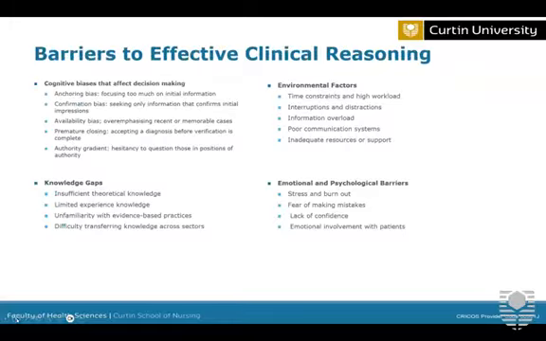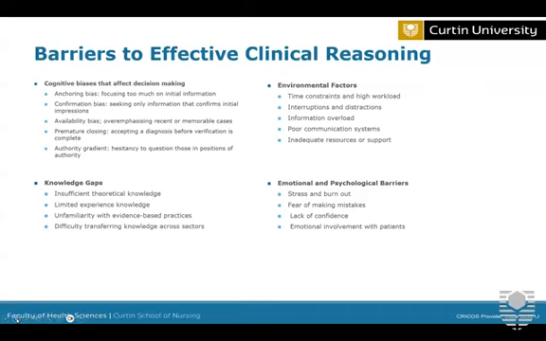Okay, so when we're looking at some of the barriers to effective clinical reasoning, we know that there are 4 essential barriers, and these all impact you in different ways, and this is for you to be aware of. So cognitive biases that affect decision making. Sometimes there might be anchoring bias, and this is where you focus too much on the initial information and not listen to the ongoing information that the patient actually details. There's also confirmation bias, and this is seeking only information that confirms initial impressions.